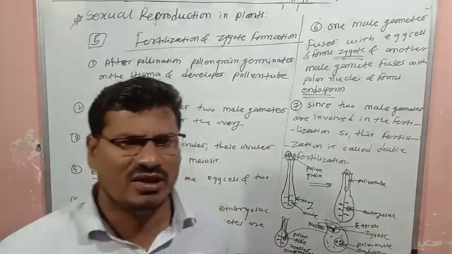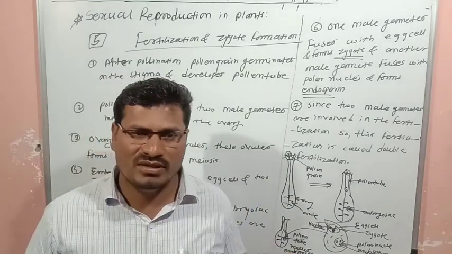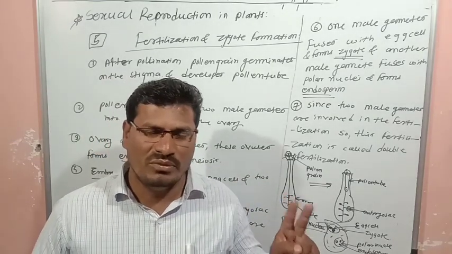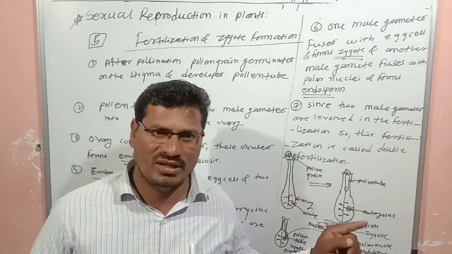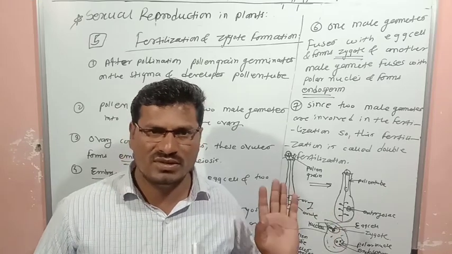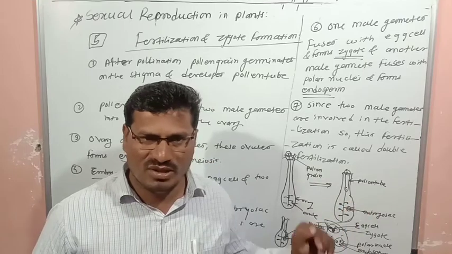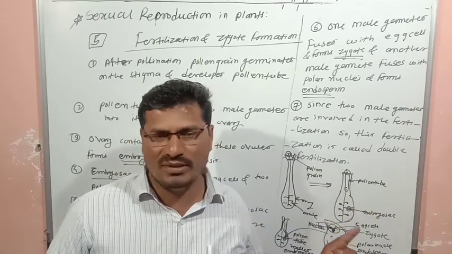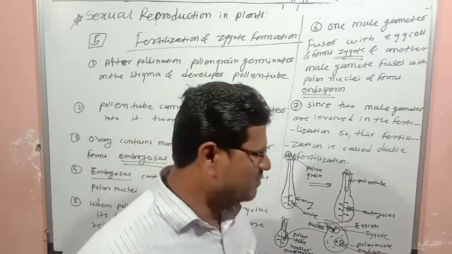Like this, fertilization will occur. And why is it called double fertilization? Because two male gametes are involved in the fertilization. One fuses with the female gamete, that is the egg cell, and another fuses with the polar nuclei.